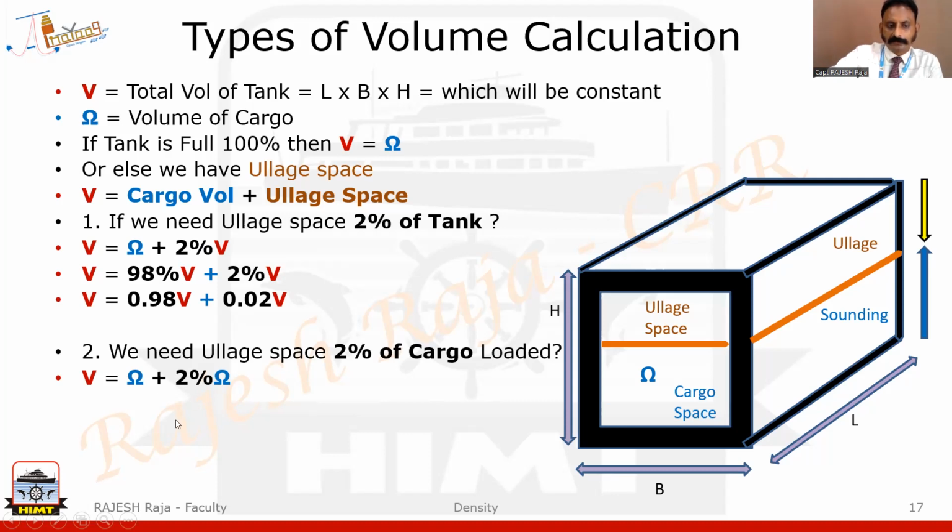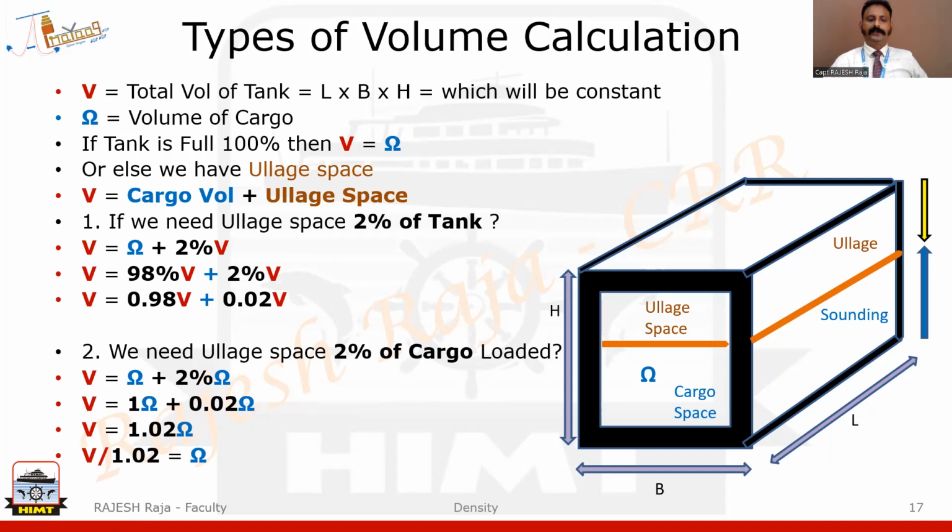Let us sort this out. Omega can be called 1 omega also, and 2% can be called 0.02. So if I finish this equation, capital V is 1.02 omega. My job is to find how much is the cargo volume. So all I can say is omega is equal to capital V by 1.02. So this will give you the cargo calculation. Two types of calculations always come in the question. Please be careful. What is he asking you? Is he asking you ullage space as 2% of a tank or 2% of the cargo?